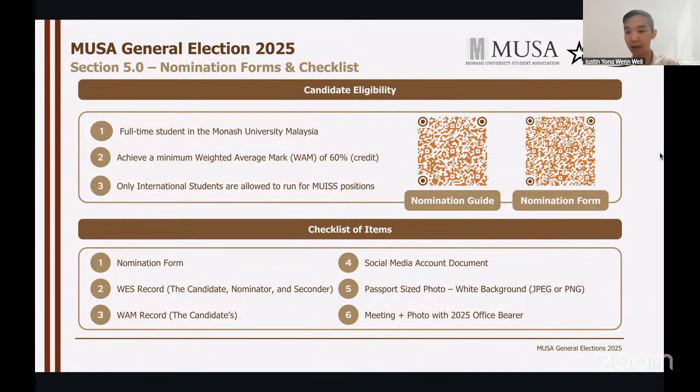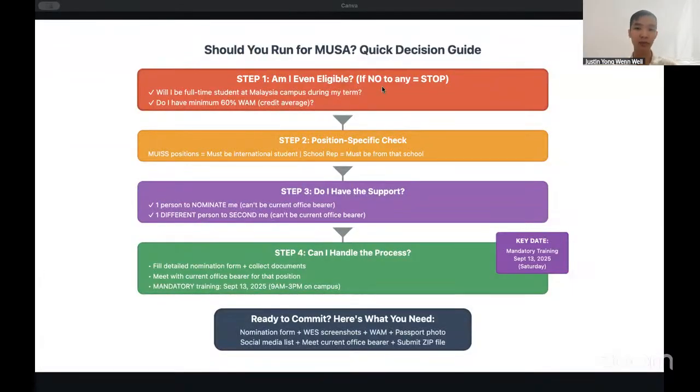I think it can be a bit confusing at times, especially if you're new to this. So what I prepared here, if you're still deciding whether you should run for MUSA, is a quick decision guide. In terms of eligibility, the first thing you can check off is your eligibility. You can refer to this too. And if you're completely new to this, I recommend you take a screenshot of this so that you'll be able to refer to it later on, especially when you're filling up the nomination form.